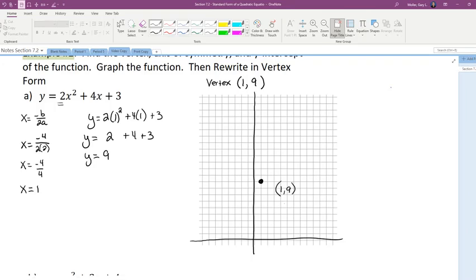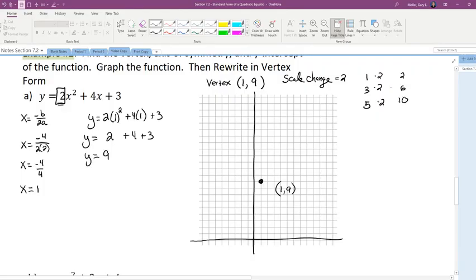Well, that's when we have to think about our scale change. Our scale change is the A value. Our scale change is 2, which means our 1, 3, 5 pattern has been altered and turned into 2, 6, 10. So I'm going to go over 1, up 2, over 1, up 1, 2, 3, 4, 5, 6. And we'll call it good there. And there is my graph.